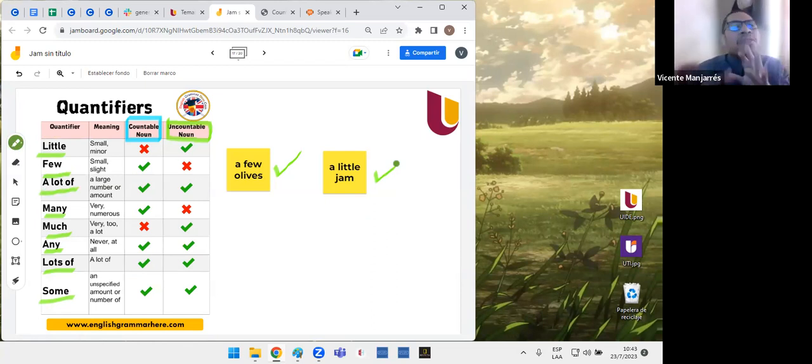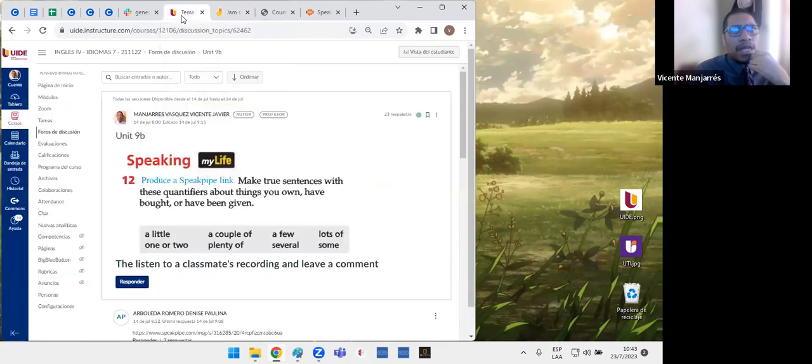Now, I'm going to do an activity regarding this. If you check your forums in your LMS Canvas, I have an activity for you. It says produce a SpeakPipe link. Make true sentences with these quantifiers about things you own, have bought, or have been given. The quantifiers are a little, one or two, a couple of, plenty of, a few, several, lots of, some. Then you're going to listen to a classmate's recording and leave a comment.